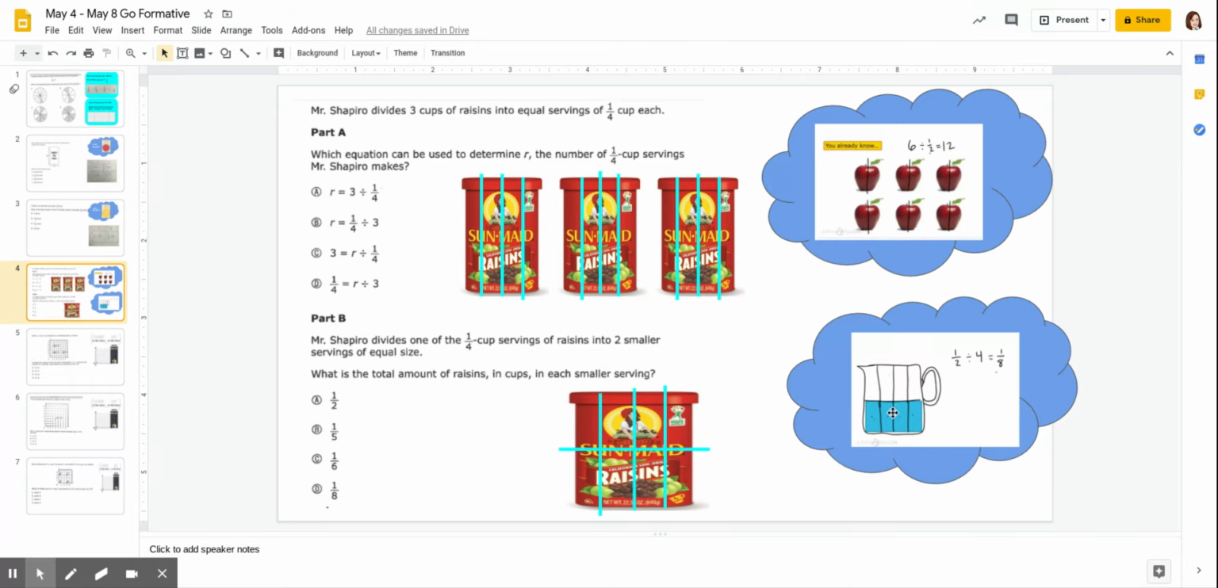So we started with 1/2, divided it into 4, and then we got 1/8 because each part is 1 out of 8 total. For yours, you're starting with 1/4 and you're dividing it in half into 2 smaller servings. So you have to figure out this part here, describe it as it relates to the whole box of raisins. So it's 1 out of how many total?